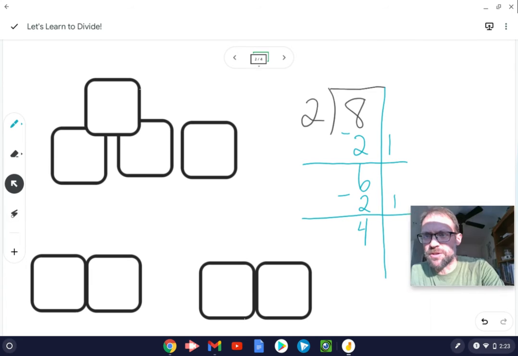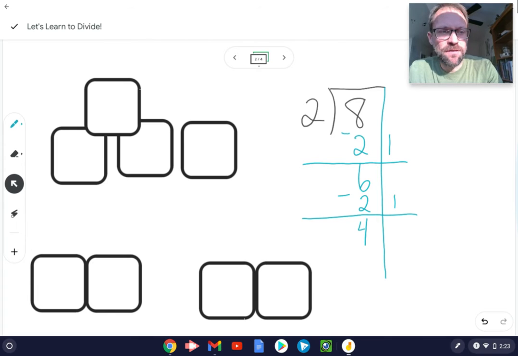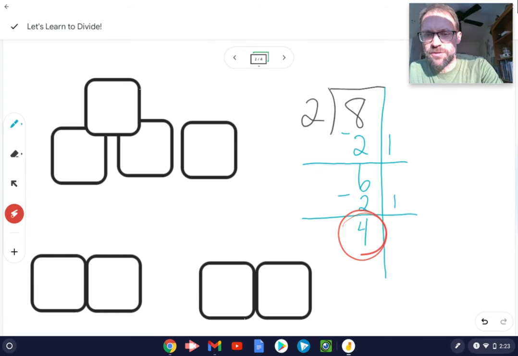All right, myself is going to get in the way here. Okay, here we go. Now we have 4 left over. So here's the 4 we have left over. And look, these are the 4. This number 4 represents these 4 blocks. 1, 2, 3, 4.